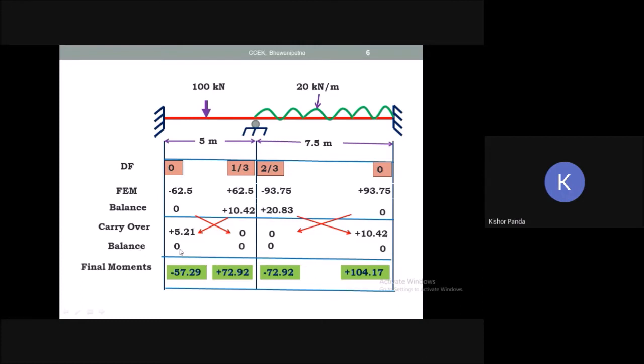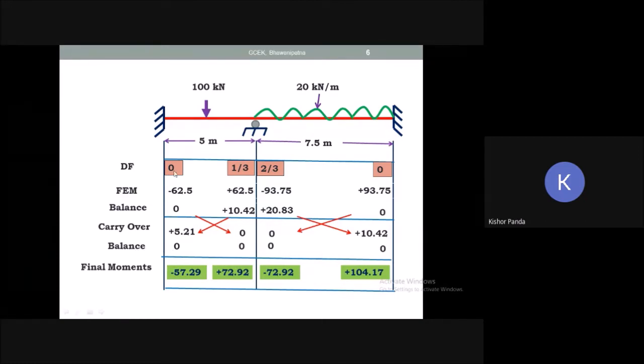Then this is the balancing of the moment, because here you see this is the carryover moment, and this moment into 0, 0, and here what is the net moment? 0, 0 into 1/3, 0, 0 into 2/3, 0, and here what is the net? 10.42 into 0, 0. So these are the balancing of the carryover moment.